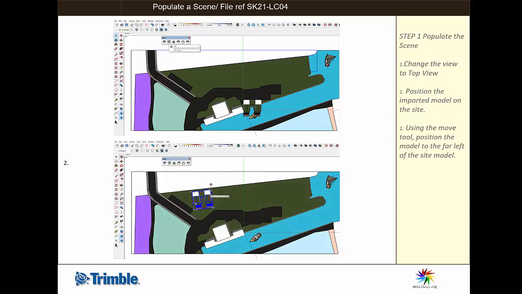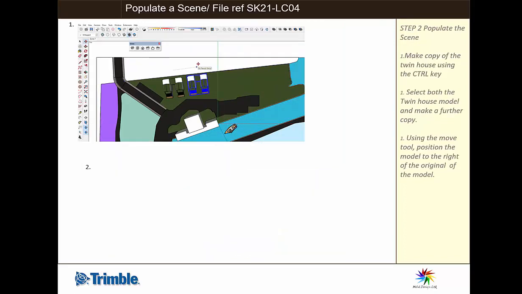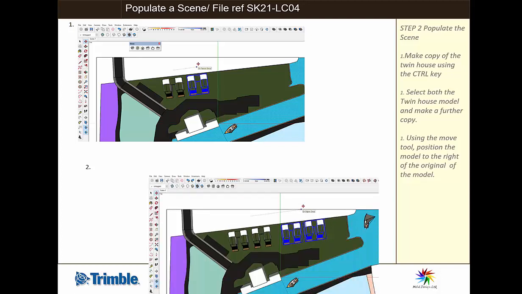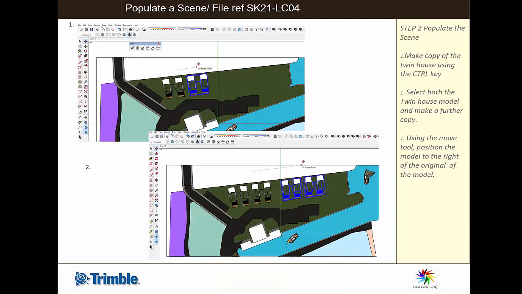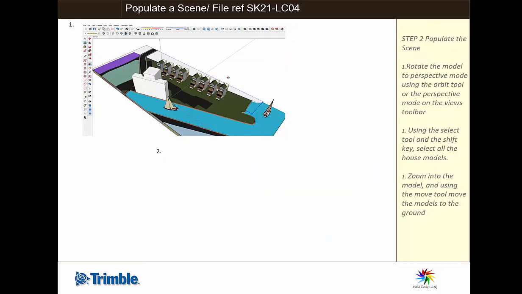From there, we can right click and duplicate. And so we can then start adding additional models of the twin house itself, and so forth. We can then start populating the site itself. By using the Move tool, we can start to formulate the proposal itself.